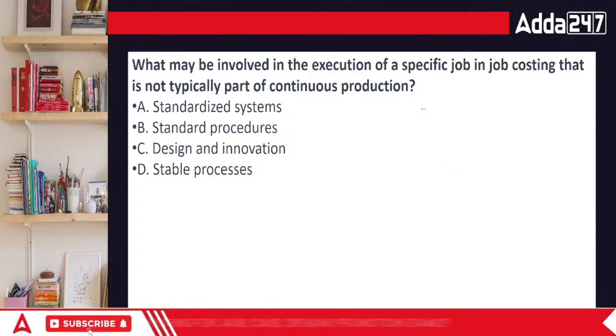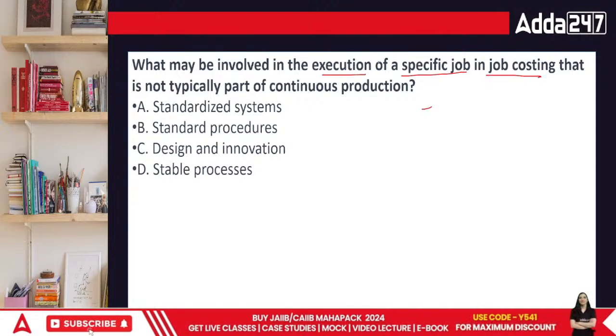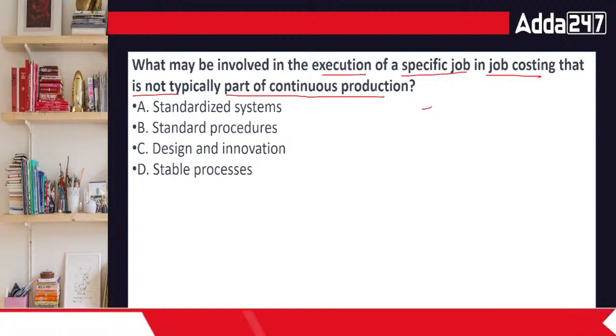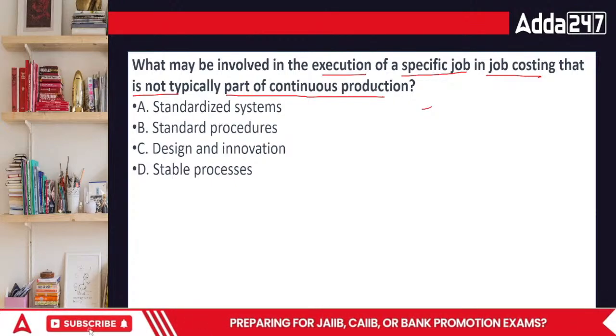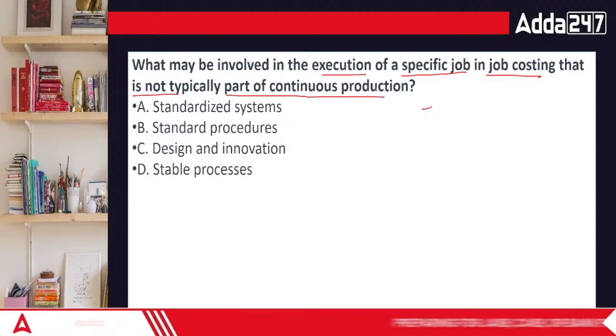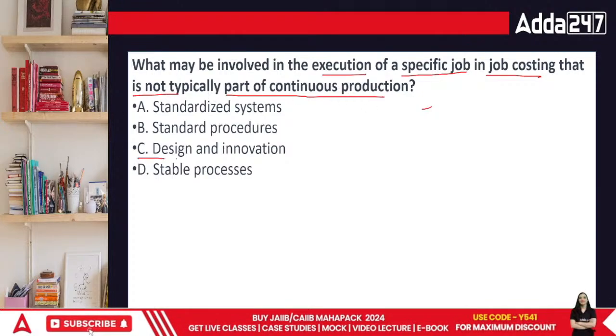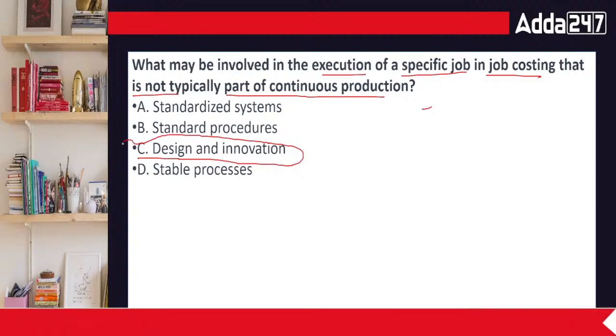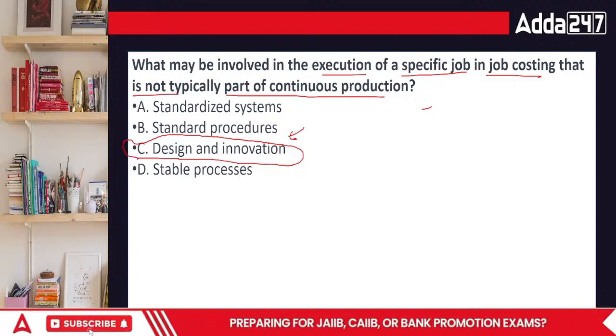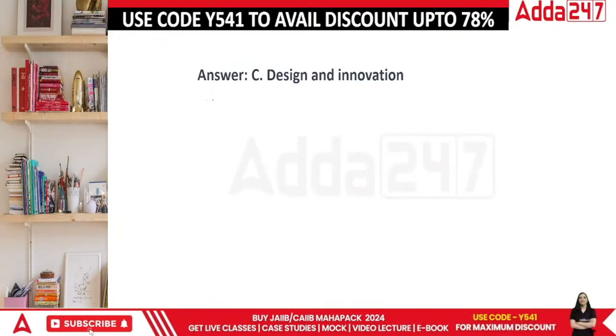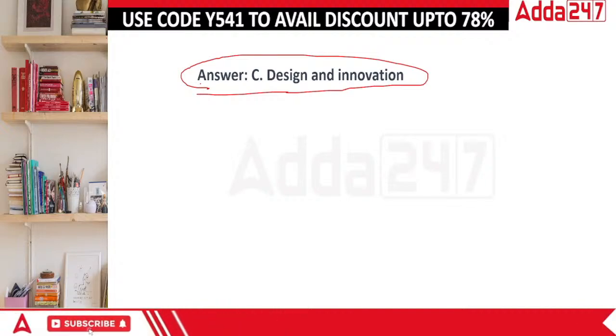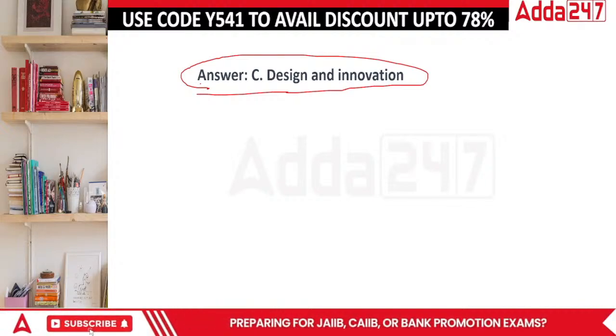So what may be involved in the execution of a specific job in job costing that is not typically part of continuous production? Standardized systems are a part of continuous production. Standard procedures, again, their design and innovation. This is done in terms of job costing. Preparing red chairs for me is basic design and innovation for you. In stable processes, this is again a stable thing. This is not included. So design and innovation is done in terms of making a specific lot, which is different from others, right?